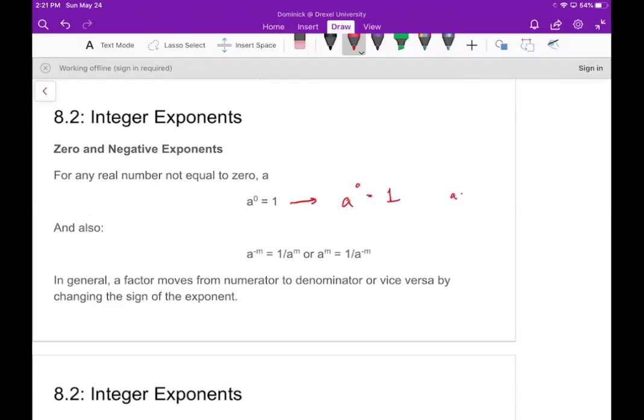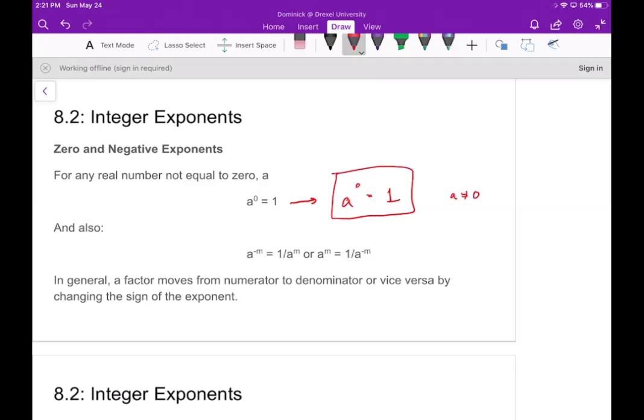And of course, as long as a is not 0. If you have 0 to the 0, that's sort of an indeterminate form, which we won't really discuss too much. But for the most part, we're going to assume that everything to the 0 power is 1.